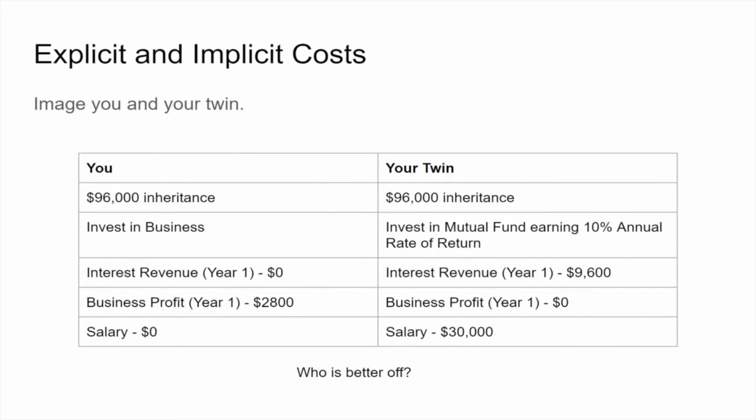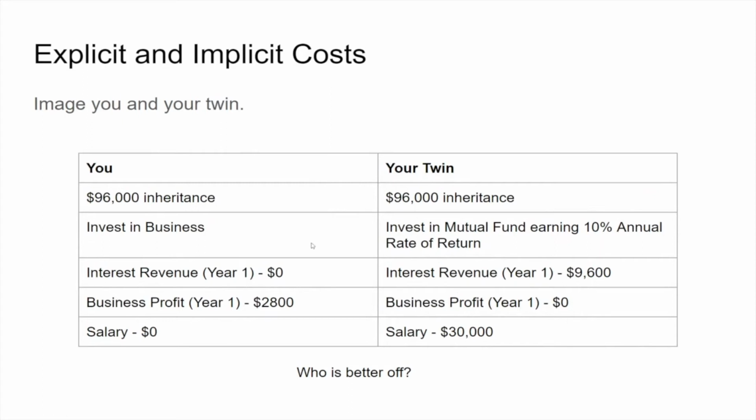Under this accounting scenario, I think you would find that your twin is much better off than you. And that would be very discouraging for you because you invested in a business and the business made a profit. No doubt about it, your business made a profit. But at the end of the day, you're going to say, I'm not as well off as my twin. My twin has done much better.